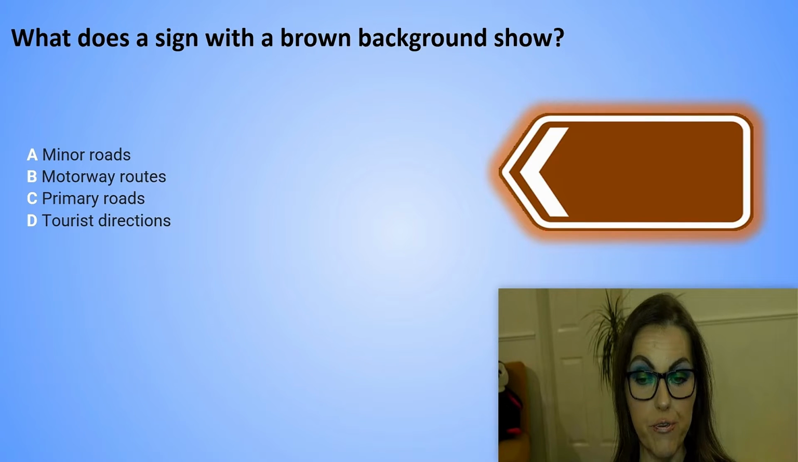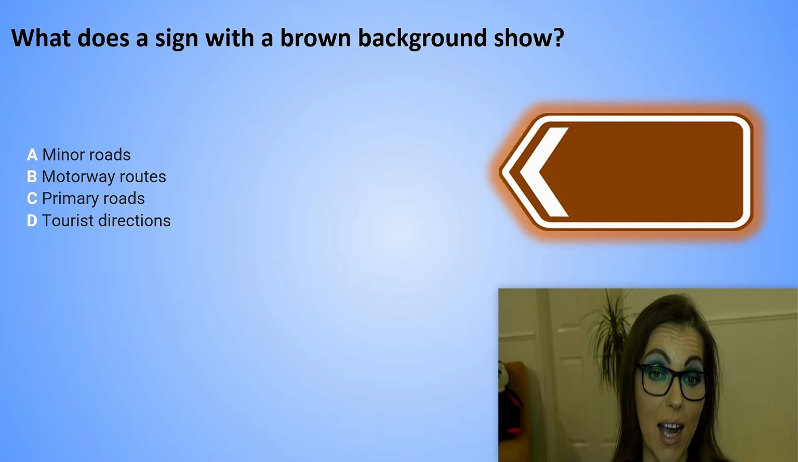Next question. What does a sign with a brown background show? A. Minor roads. B. Motorway routes. C. Primary roads. Or D. Tourist directions.